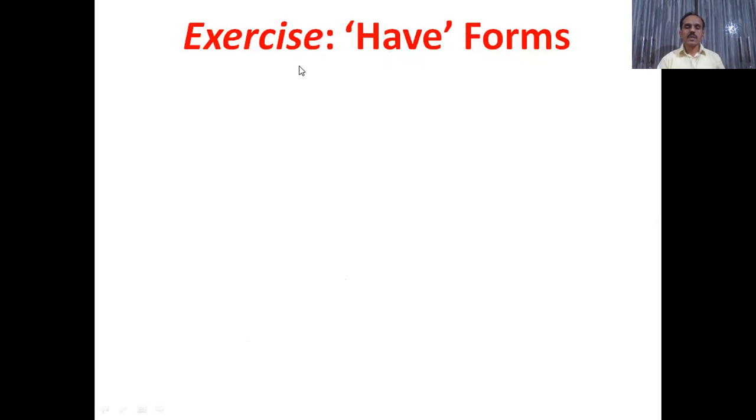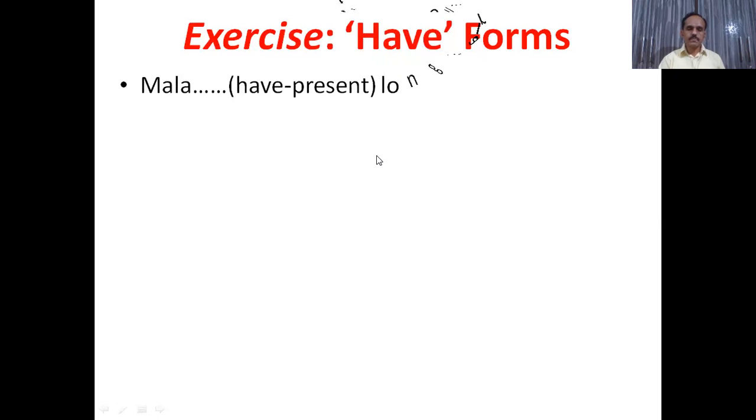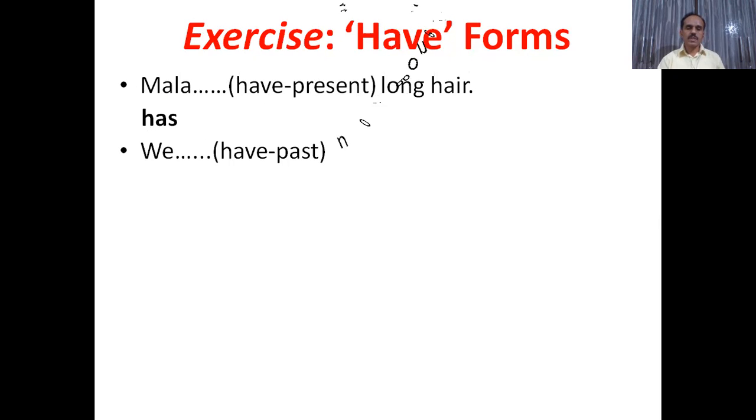Have forms. Yes, the first question, coming from the top. Find Mala blank have present long hair. Present tense, have form. Think about the present tense have form. Right, good, and the subject is singular, third person. And you are right, has. Mala has long hair. Fine. Let us look at the second question.